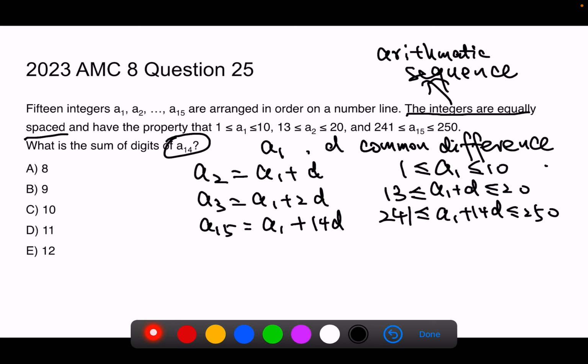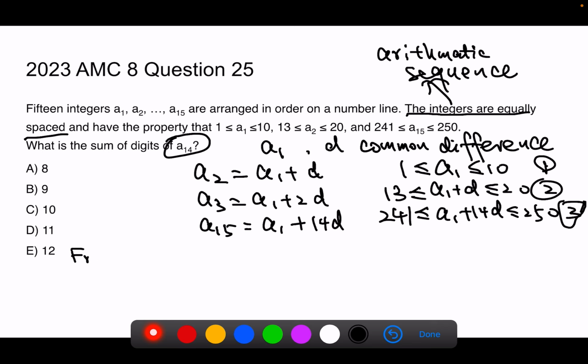Let's use the first inequality and the second inequality as the example. And this is where it gets really interesting, because those are not really equations, they're inequalities. And when you combine those inequalities, you need to be careful. Let me show you why. If you look at 1 and 2, a1 is between 1 and 10, a1 plus d is between 13 and 20. Do you get something about what d's range is?